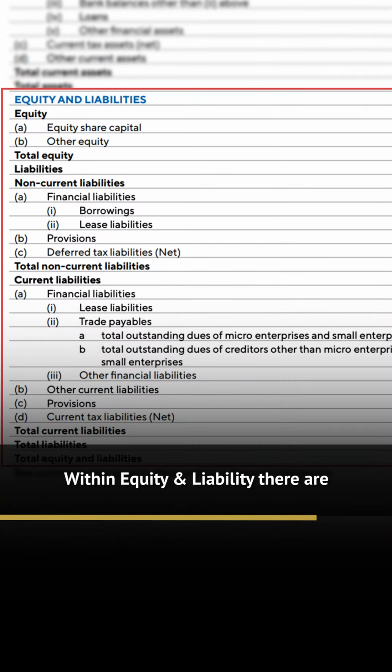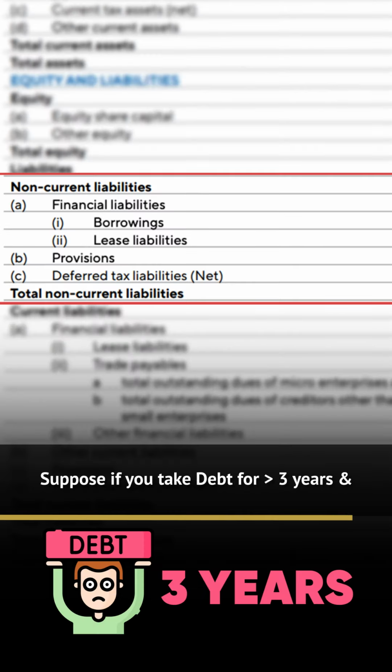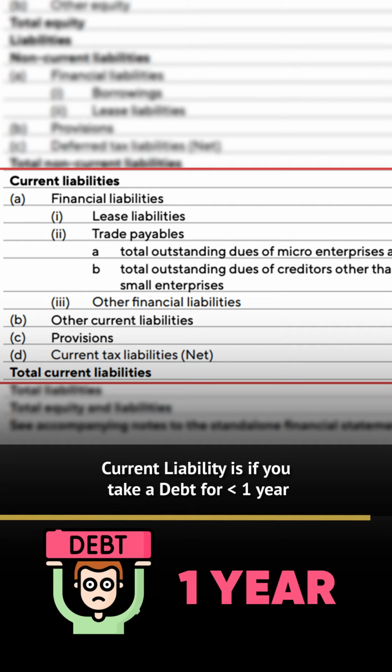Within equity and liabilities, there are non-current liabilities and current liabilities. Non-current liabilities are those liabilities, suppose if you take debt for more than 3 years, and current liabilities, suppose if you take debt for less than 1 year.